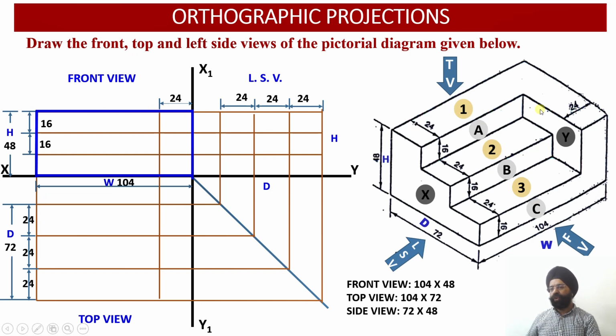Why? Because this is also parallel to VP, this is also parallel to VP. So on the vertical plane, because this surface happens to be perpendicular to VP, this H and this H will be coinciding in the front view. So the outer box we have drawn. Now in the front view we have got 3 sections.